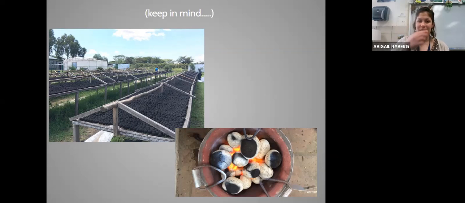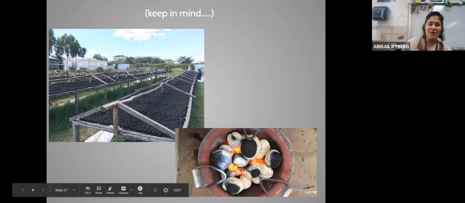So they lay it out in the sun, they dry it really well. So it essentially feels kind of like charcoal, and then they burn it. So here they're burning it in the bottom right picture. They're burning it for heat, for cooking.